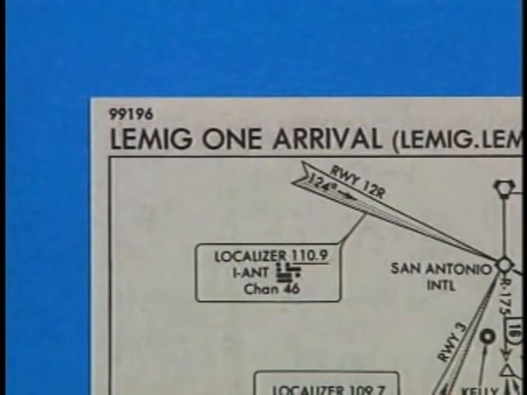Whenever a major revision occurs to a STAR, the number is changed. The next revision for this STAR will be Lemig 2 arrival.